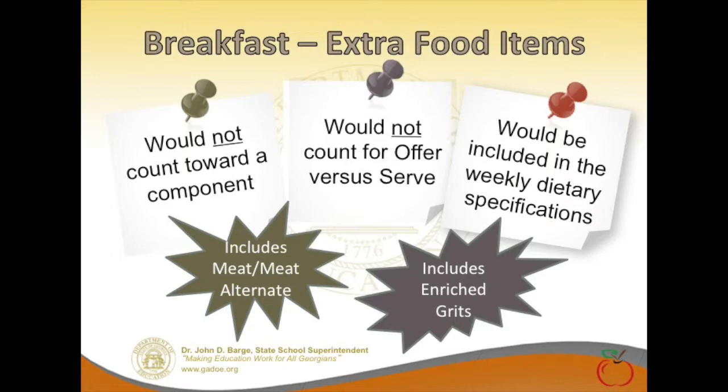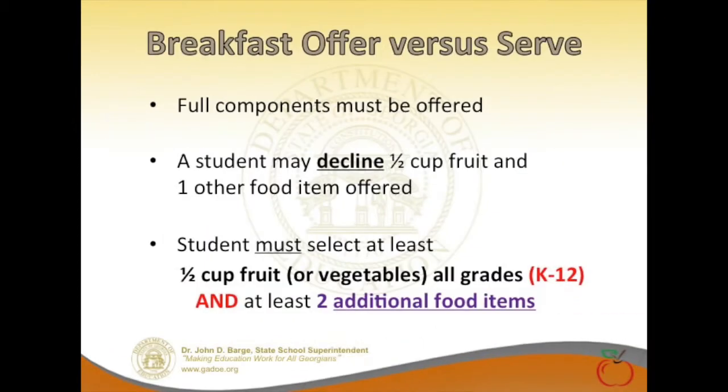In addition to the required components, you can offer extra food that would not count toward one of the required components and would not count toward offer versus serve. You would need to include the item in the dietary specifications, so extra items should be limited. You can offer meat alternate as an extra and can also offer extra enriched grains, such as the enriched grains that we mentioned previously. Let's talk about offer versus serve at breakfast.